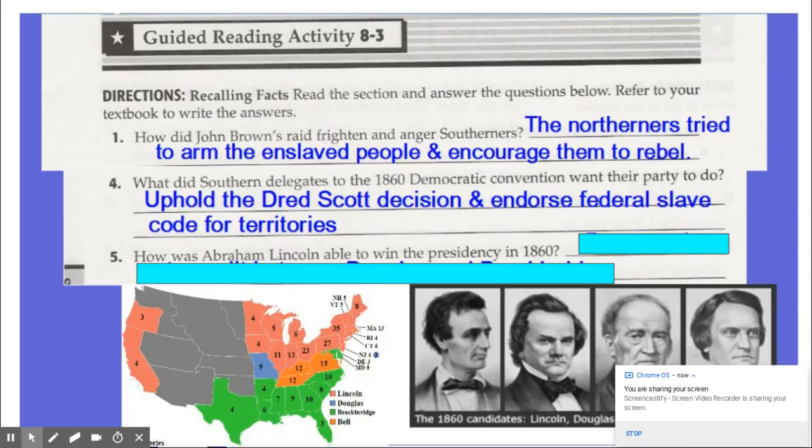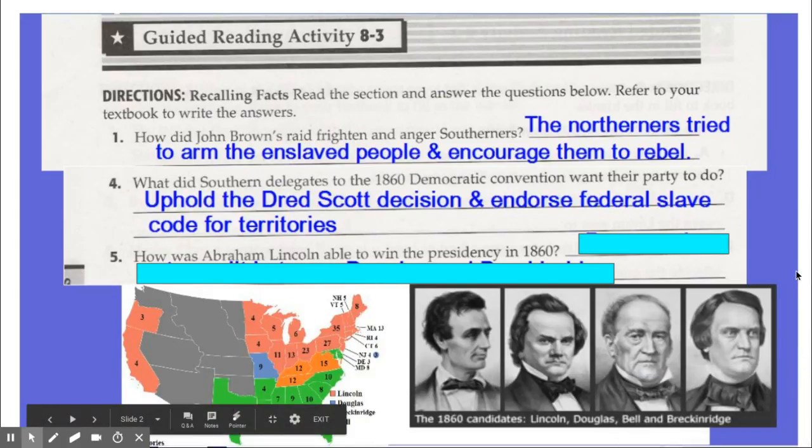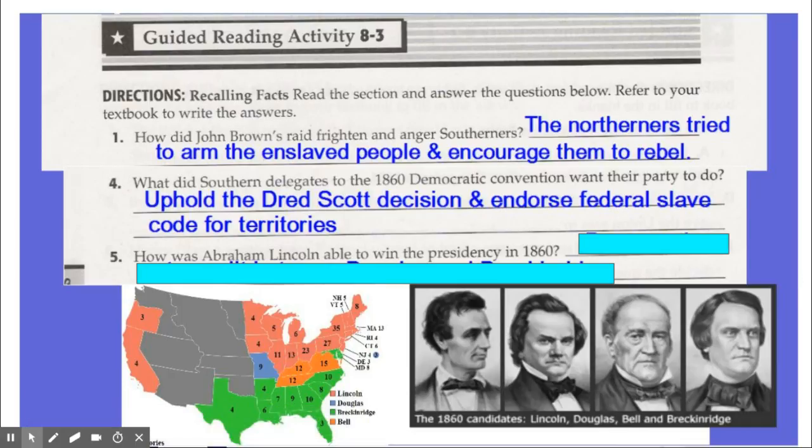Okay, the big thing to remember is that during the election of 1860, we really had four politicians running for the presidency. You have Lincoln, who was running obviously as a Republican. You have Stephen Douglas, who was running as a Democrat. And then we have a couple of minor party members, Bell and Breckinridge.